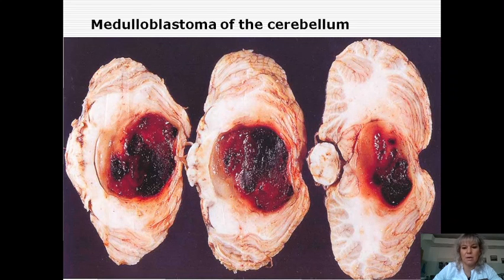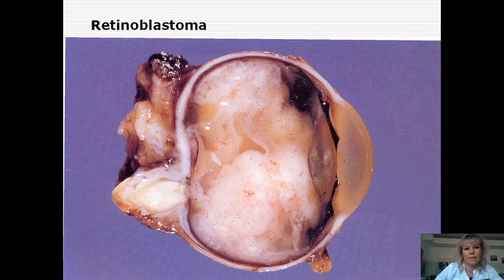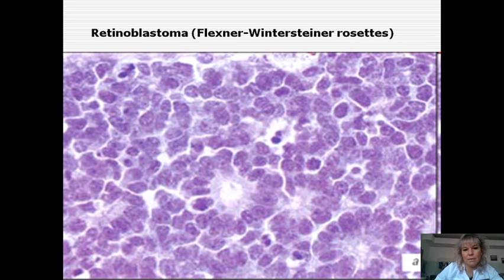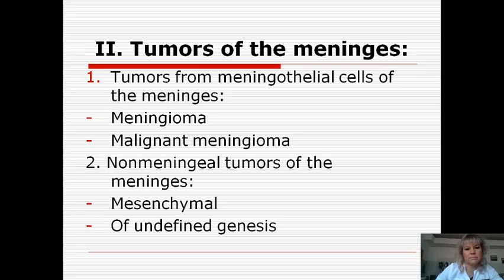Medulloblastoma of the cerebellum with hemorrhages, with necrosis. Leukocoria, a white color reflex in the right eye in case of retinoblastoma. Retinoblastoma, growth of tumor in the eye. Histological examination of retinoblastoma with formation of Flexner-Wintersteiner rosettes. Neuroblastoma, a tumor from adrenal glands.